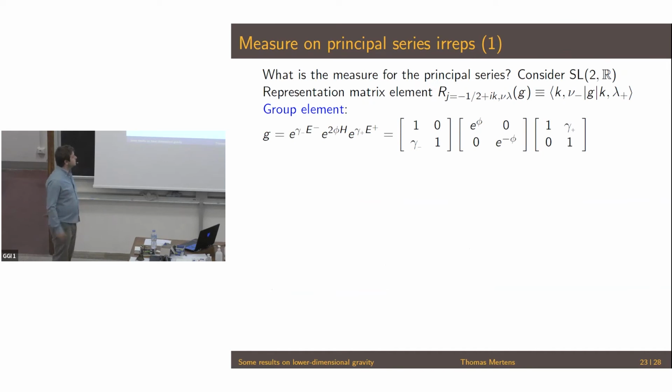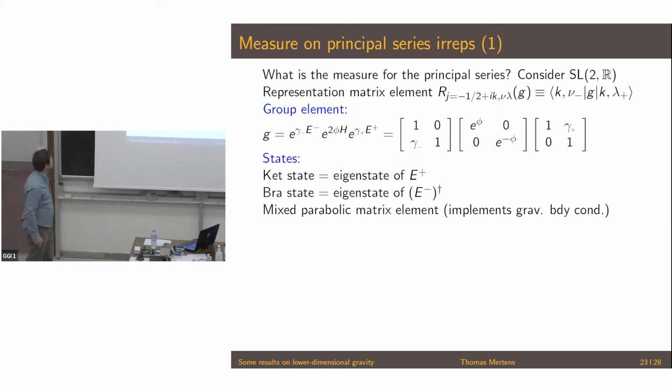So consider representation matrix elements of SL2R in the representation J, where J is minus half plus iK, and there are 2 representation labels, nu and lambda, and I can write this as this bracket overlap with the group element G. For the group element, I'll use the Gauss-Euler parameterization, so I write it using the typical generators for SL2R, E minus, H, and E plus. And then the states that I have here, we will pick these to be eigenstates of one of them E plus, the other one of E minus dagger, and we will compute this matrix element.